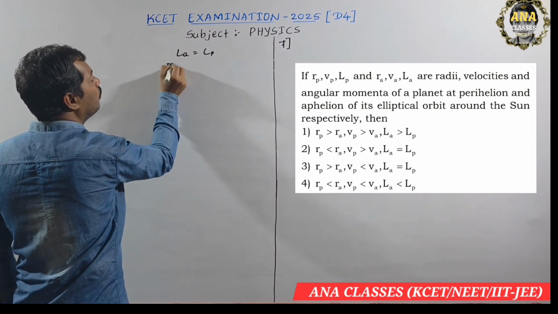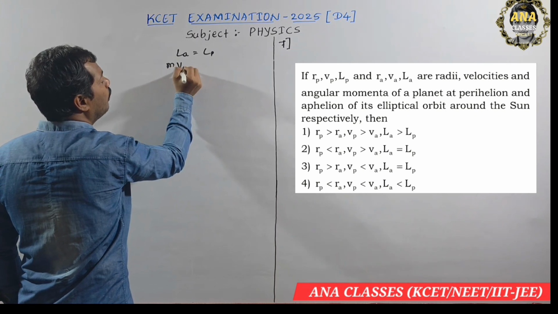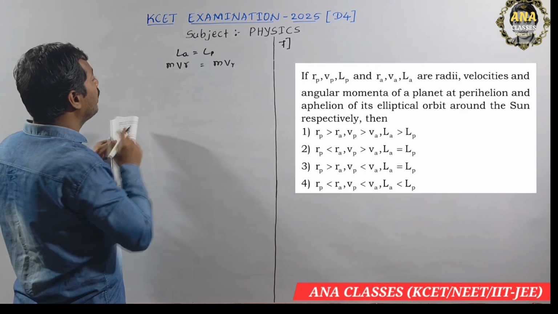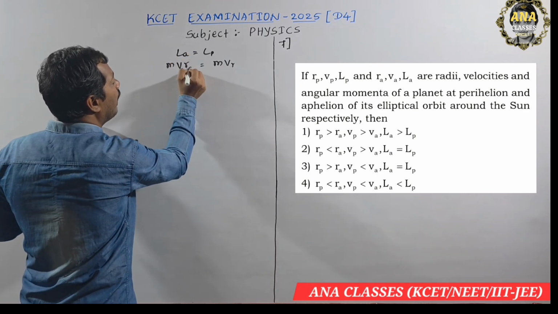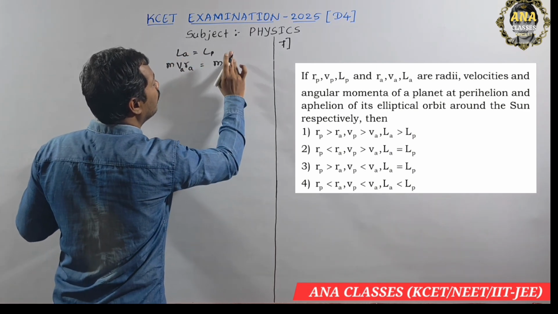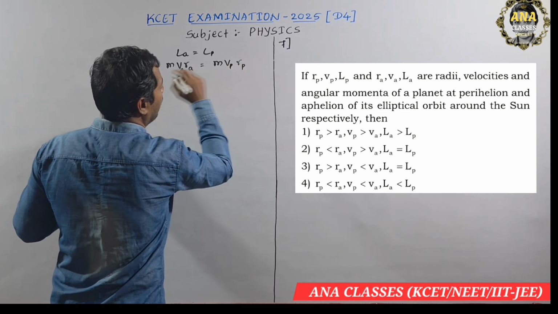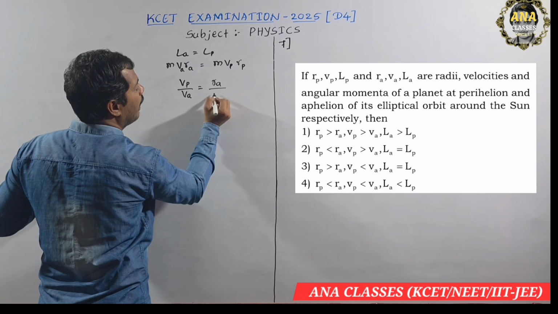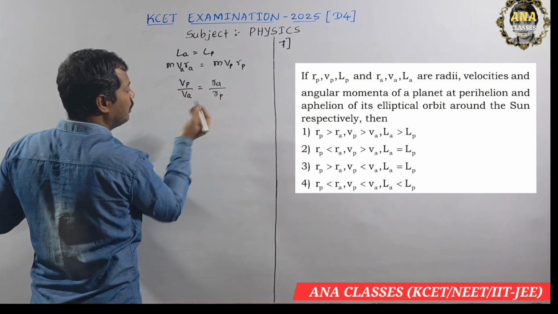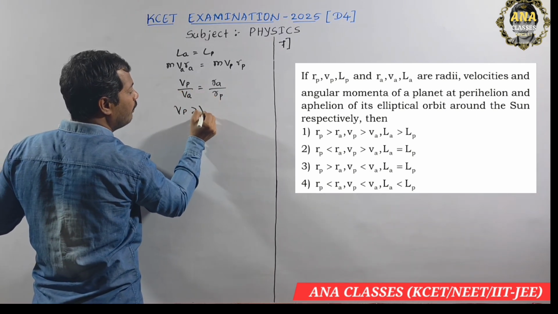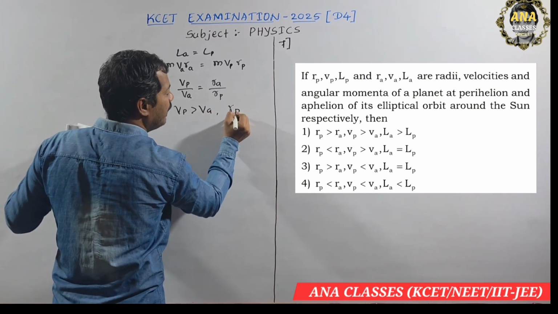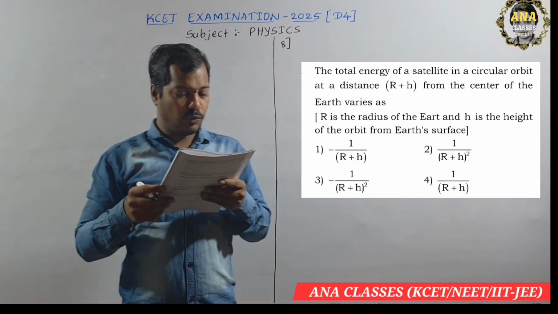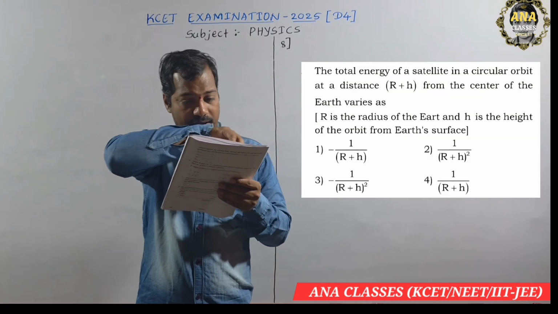So angular momentum is equal to what? M into V into R. Taking LA means VA and RA, and LP means VP and RP. So here VP divided by VA is equal to RA divided by RP, so they are inversely proportional to each other. If VP is greater than VA, then RP is less than RA. So the answer is 2.